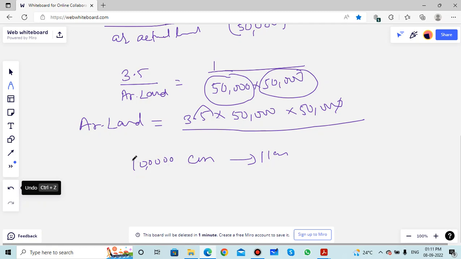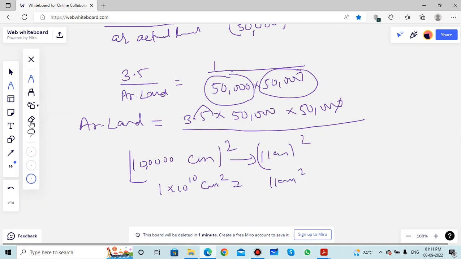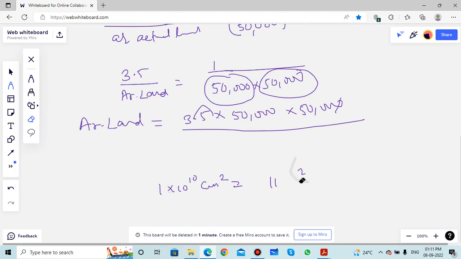Anyhow, if you're converting into centimeter square, you need to square both the sides. It becomes 1, and how many zeros? 1 2 3 4 5. So it will be 1 into 10 to the power 10 here. Centimeter square is equal to 1 kilometer square. It's an area that we are talking about. So we have to divide it by 1 into 10 to the power 10 to make it area. Or you can do it separately.